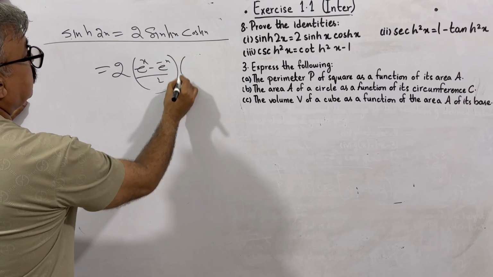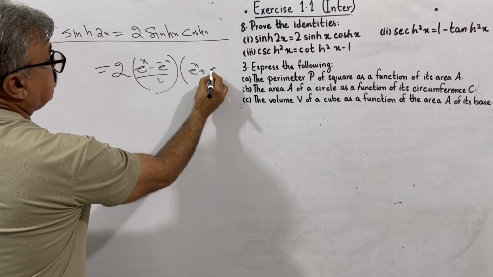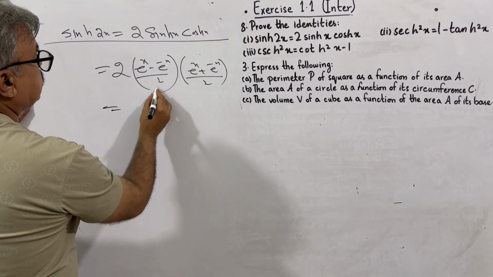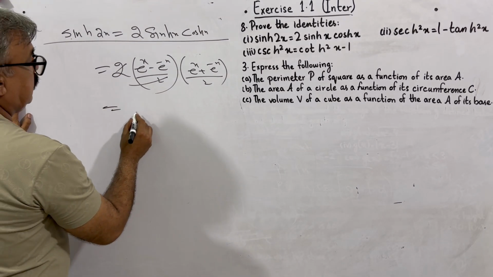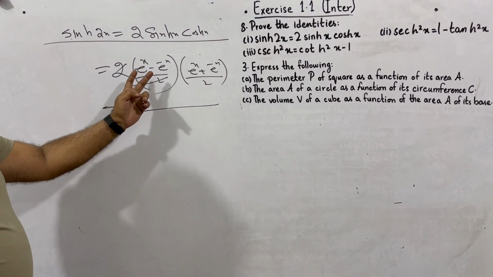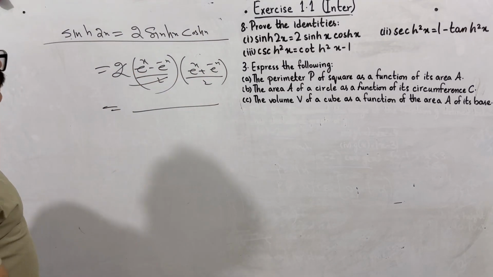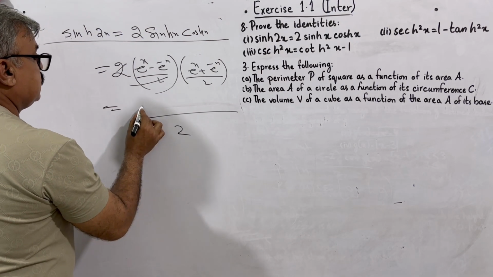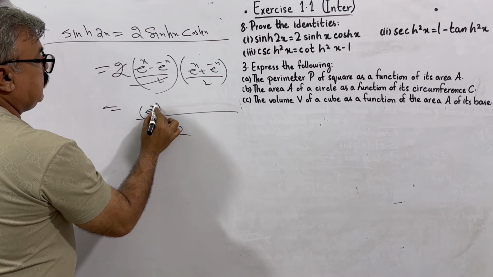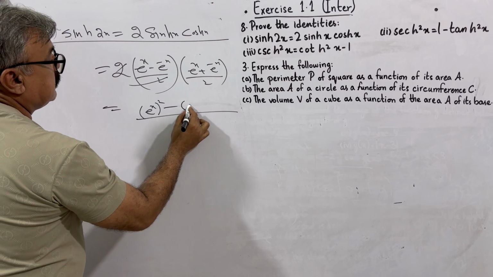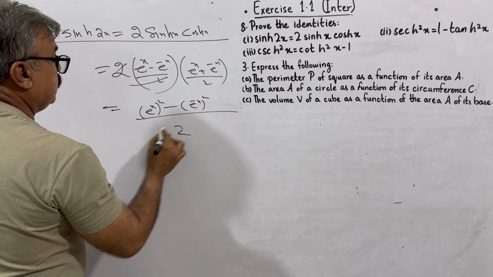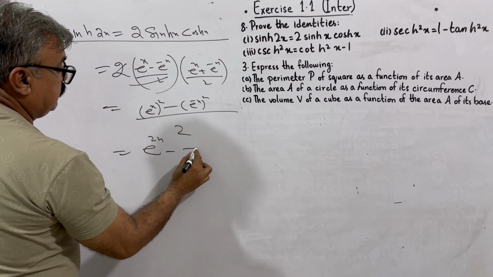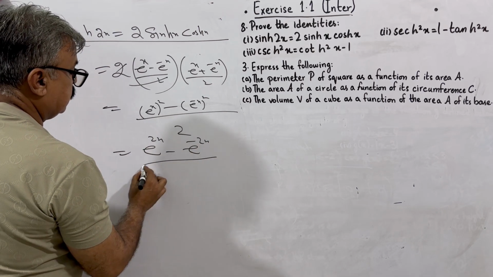That's the value of sine. What about cos? cosh x is e raised to x plus e power minus x over 2. Quite amazing, the 2 cancels out. Using the difference of two squares, a minus b times a plus b, it is going to be (e^x) whole square minus (e^-x) whole square. Power having another power, multiply the powers: it becomes e power 2x minus e power minus 2x over 2.